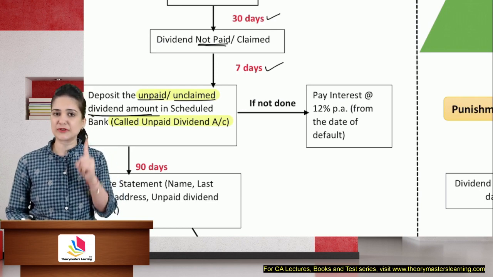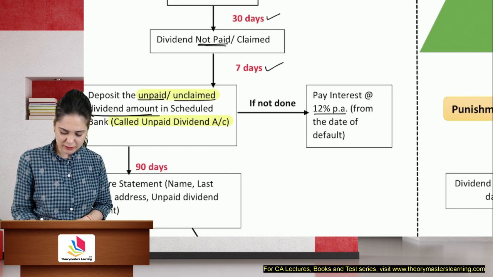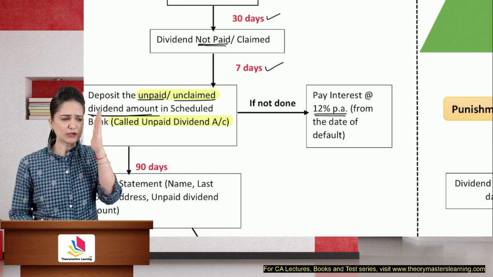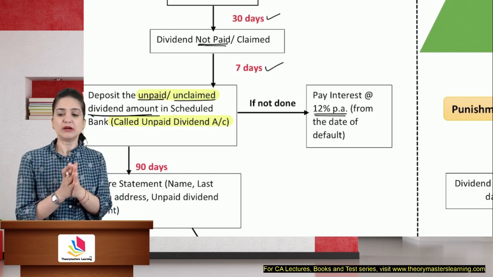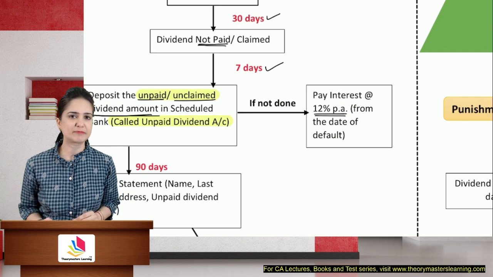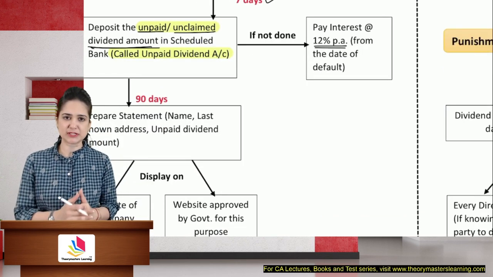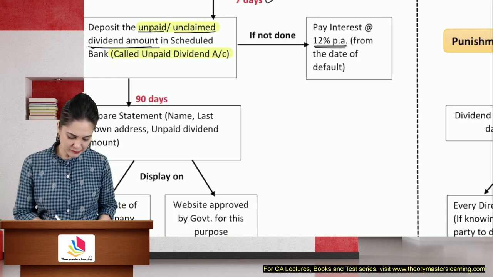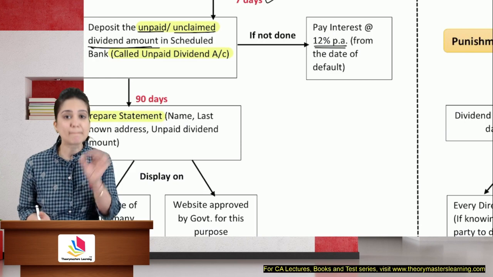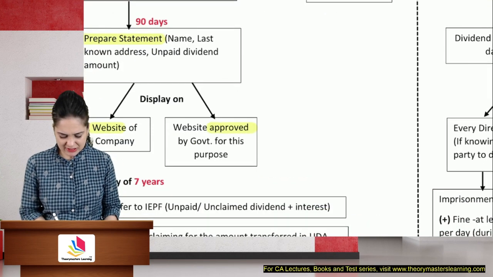If you don't transfer within the 7 days, then you will have to transfer it along with interest at the rate of 12% per annum, calculated from the date of default. From the date of default till the date of deposit, we will calculate interest, and you will have to deposit that amount along with interest at the rate of 12% per annum. Then within 90 days of this transfer, you should prepare a statement mentioning the name, last known address, and the unpaid dividend amount, and you will have to place it on the website of the company or any other website approved by the government for this purpose.